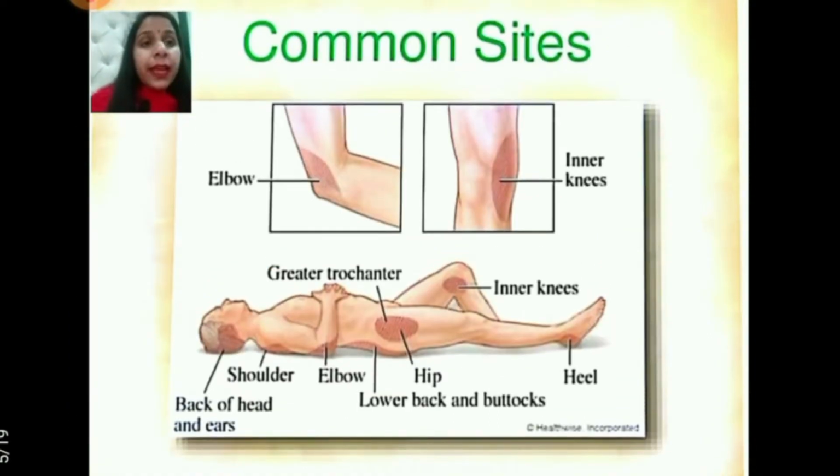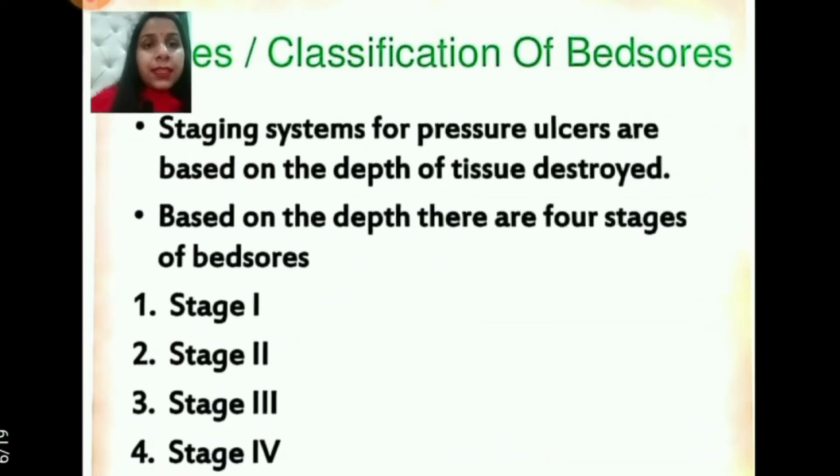What are the common sites of pressure ulcers? Back of head and ears, shoulder, elbow, hips, low back and buttocks, inner knees and heels. These are the common sites of pressure ulcers.